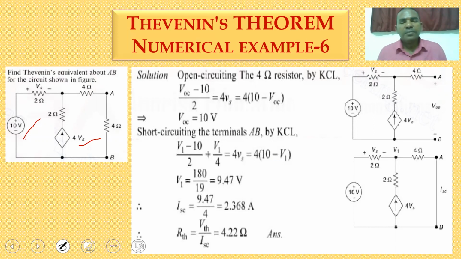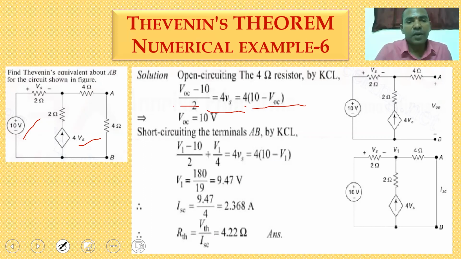Okay. So now for finding this, I am going for the open circuiting of the 4 ohm resistor. Then I am going for Kirchhoff's current law. So the value we are getting is (VOC minus 10) divided by 2 is equal to 4V8, so that is equal to 4 into (10 minus VOC). So from that finally you can get VOC is equal to 10.